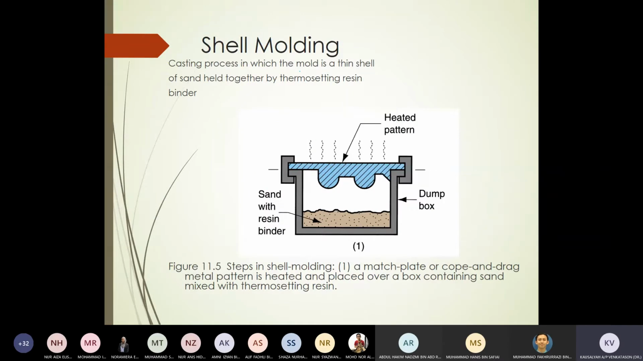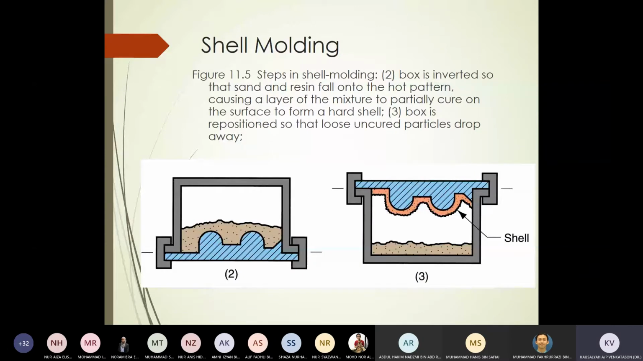This is a casting process in which the mold is a thin shell of sand held together by thermosetting resin binder. You have your sand with the resin binder in a dump box, which is like a flask, and then you have your pattern. The pattern is heated to such an extent that when you overturn it, the box is inverted so that the sand and resin fall onto the hot pattern, causing a layer of mixture to partially cure on the surface and form a hard shell. The box is then repositioned so that loose uncured particles drop away.